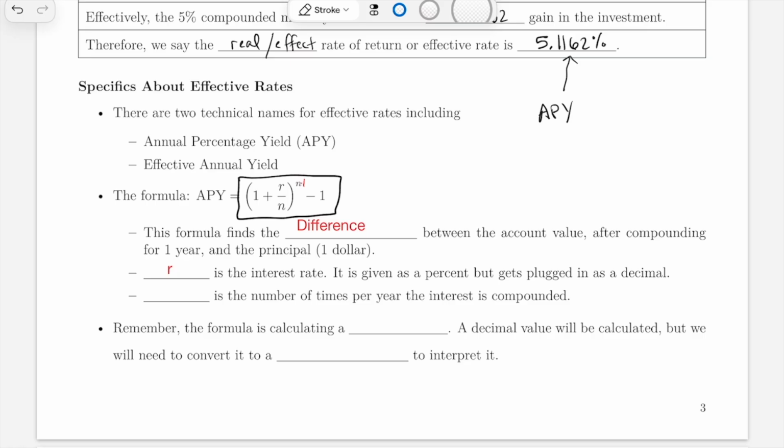R is the simple interest rate. Remember, always use it as a decimal. And n is the number of times per year the interest is compounded. Remember that the formula is calculating a rate, and so that decimal, we do need to convert it over into a percentage to interpret it. Interest rates, even APYs, annual percent yield, are always expressed as a percent.